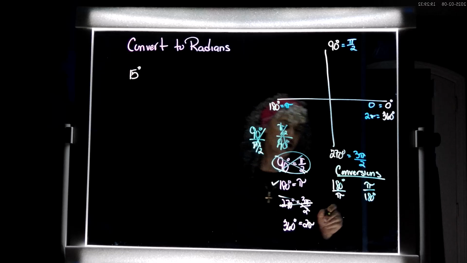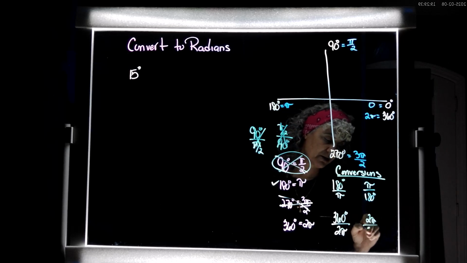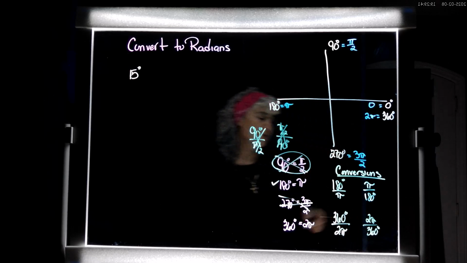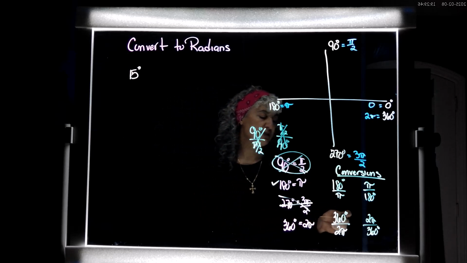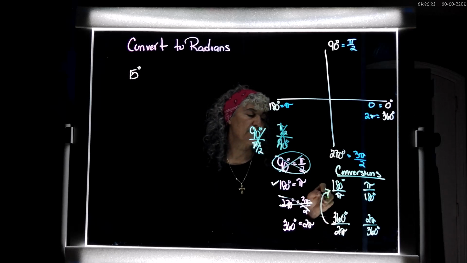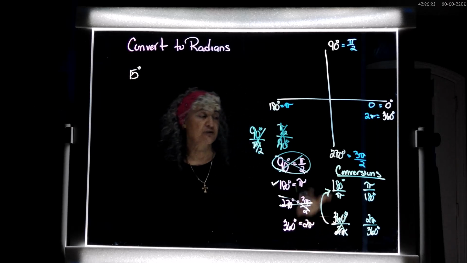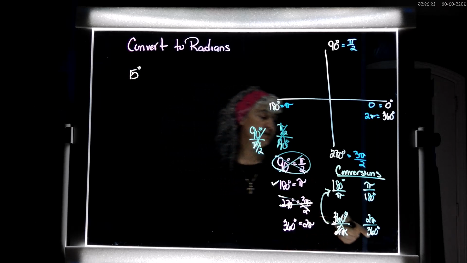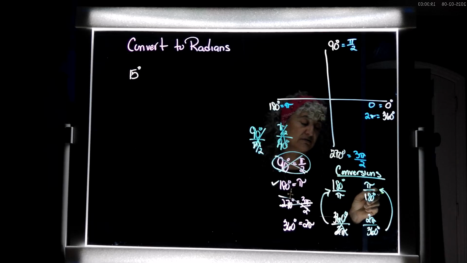This one, 360 degrees over 2 pi, or if I wrote the conversion as 2 pi over 360 degrees, those are pretty nice also. But here's what I'm noticing. I'm noticing 360 degrees over 2 pi reduces down to 180 degrees over pi. Might as well use that. Or if I need this conversion, 2 pi over 360 degrees, I'm noticing it reduces to pi over 180 degrees. Might as well use the reduced form.